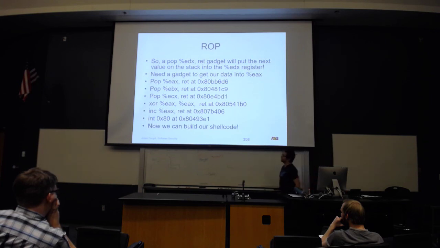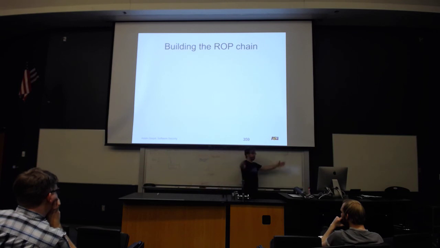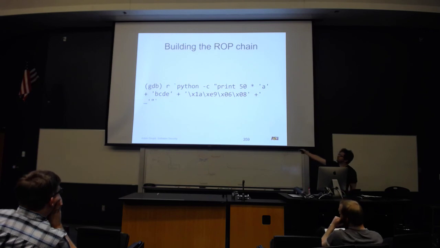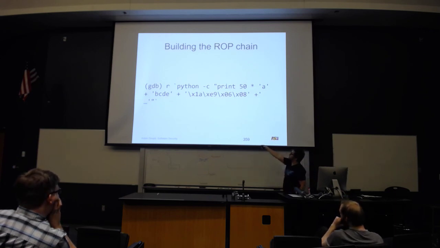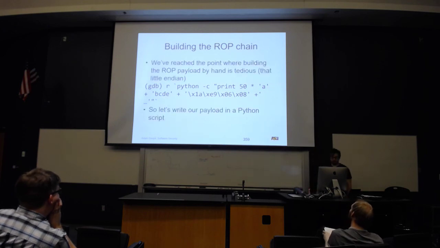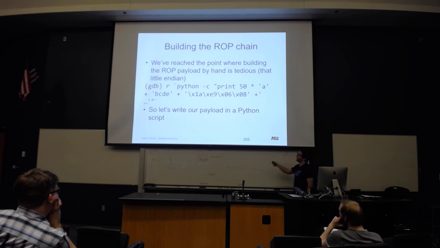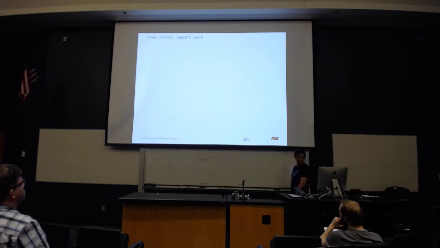So now, let's say we have all these building blocks. We can build our shellcode, and we go on to building the ROP chain. And of course, we can continue doing this in a hacky way, where we have to do the endian conversion ourselves and give ourselves a big headache. But that's a pain. So let's actually use some real Python to make our lives a little simpler.